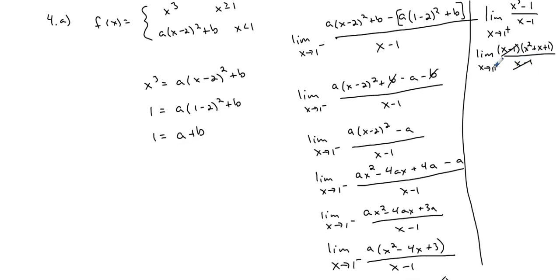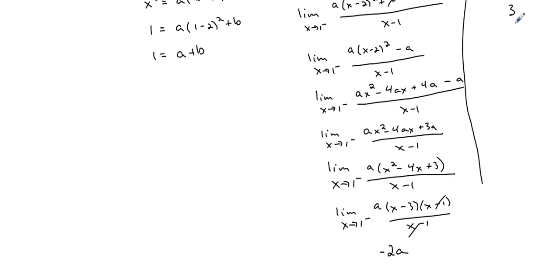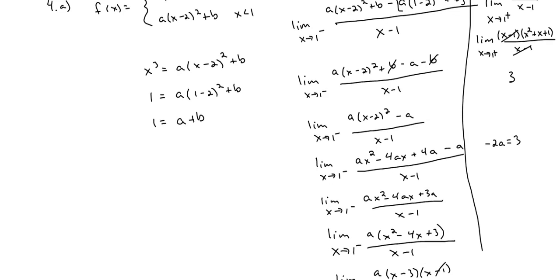Now let this limit go to 1. Let x go to 1, and we get, is that 3 then? So negative 2a has to equal 3. Say again? Let x go to 1. Is that what you guys got? Or is that what you're getting now, I should say? All right, so what does a equal then?